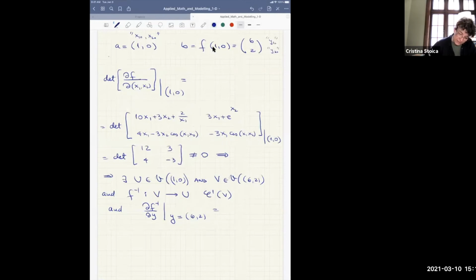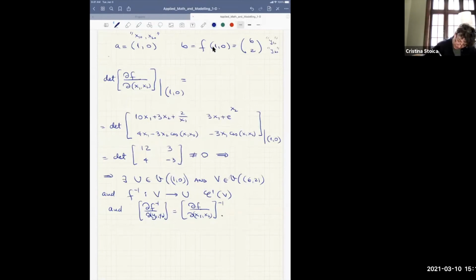So it will be df/dx1 x2. Oh, sorry, calculated at the y. It doesn't have to be anywhere. Sorry. Okay, it is df at (x1, x2) to the power minus 1. Okay, that's what the theorem says.